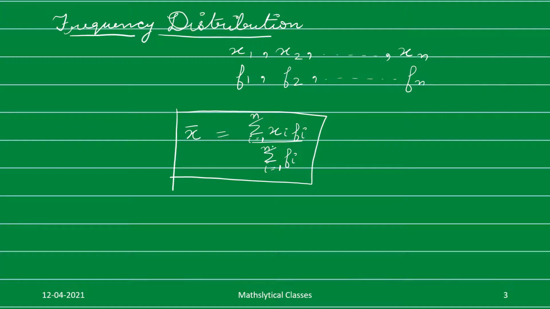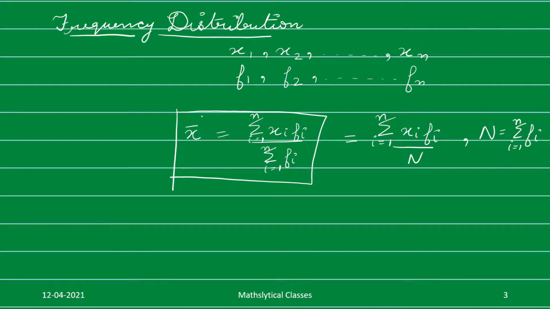And usually summation fi is denoted by capital N. So this formula reduces to summation of xi fi, i varying from 1 to n, divided by capital N, where this capital N is the sum of the frequencies related to the xi's.